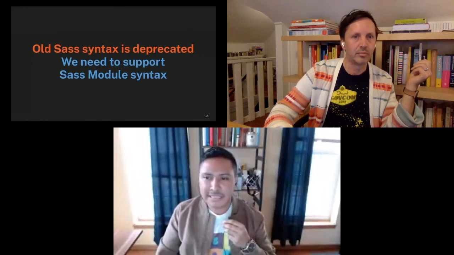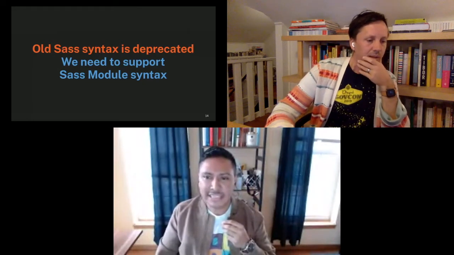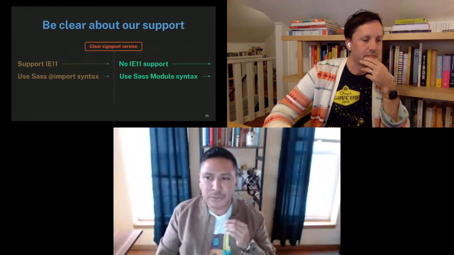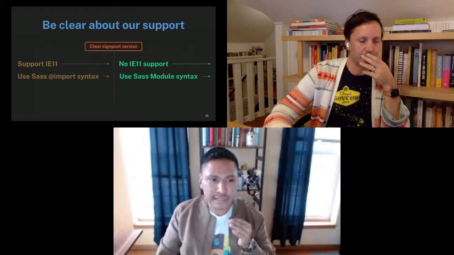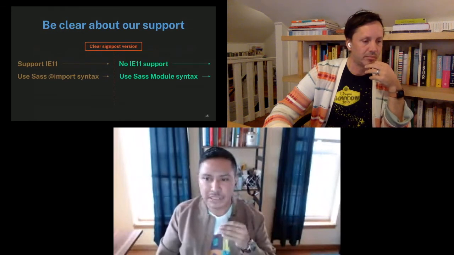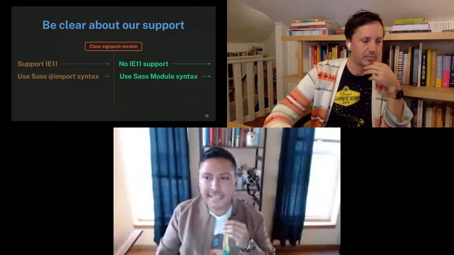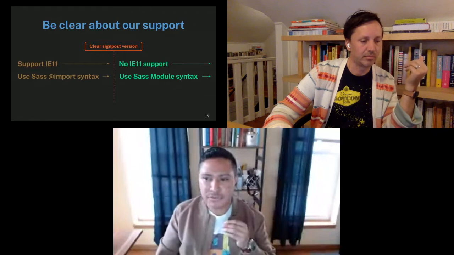The design system needs to make these changes and clearly signpost them. That is, we need to be very clear that before a certain point, we did things one way, and then after that point, we'll be doing things another way. If you need IE11 support or legacy Sass syntax, you need to stay behind a certain obvious version. At a clear signpost version and beyond, the rules have changed.